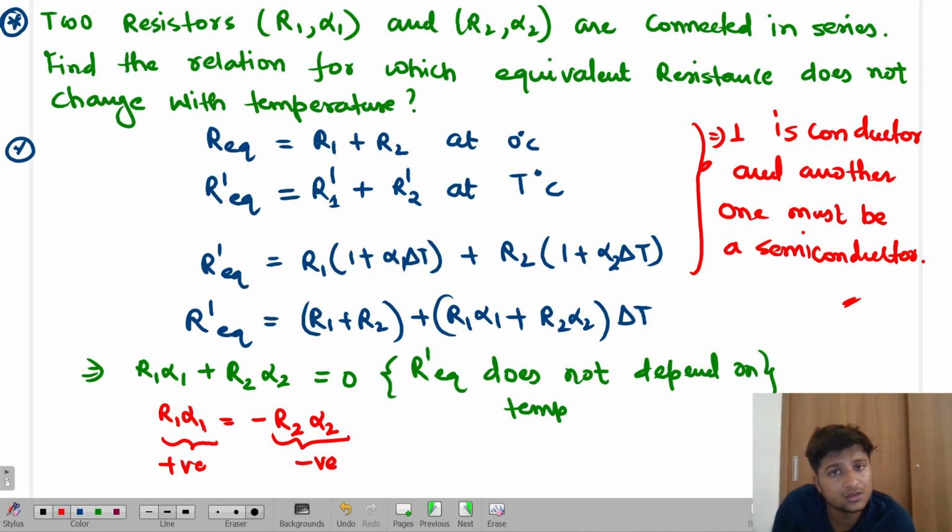Yes, we make it in our batteries, in our homes, inverters. We add like this way only: one semiconductor, one resistor, such that if the temperature increases, then the balance of the circuit should be possible. And they try to make it that R1 alpha 1 must be equal to minus of R2 alpha 2. Got it?